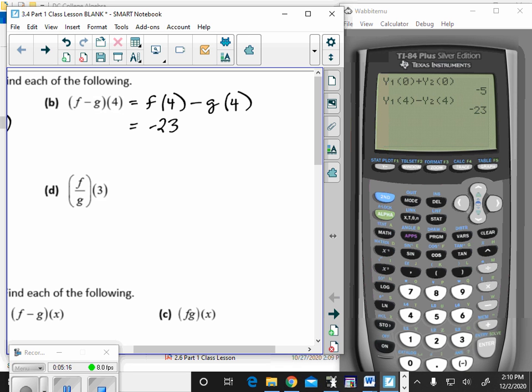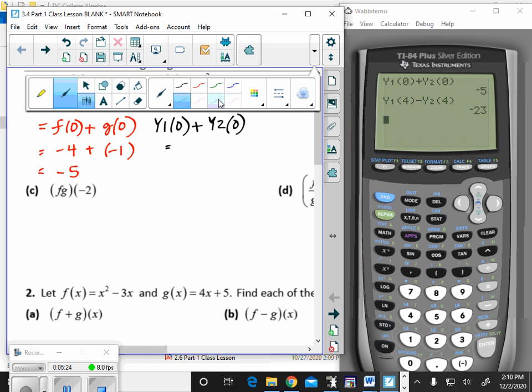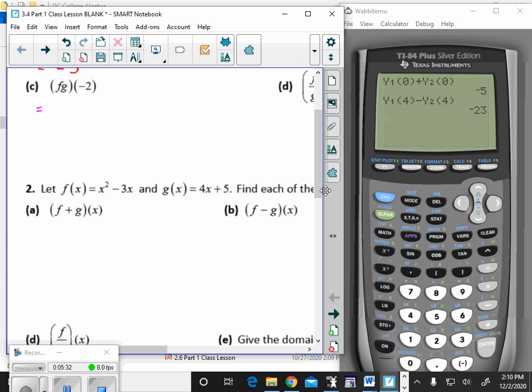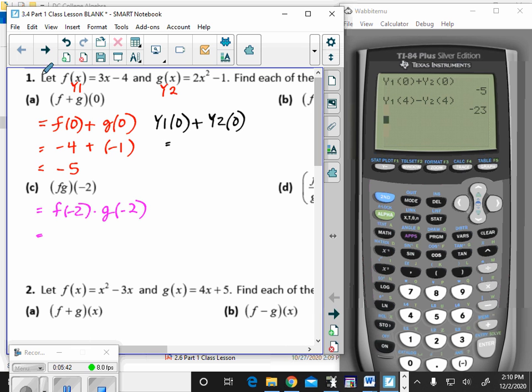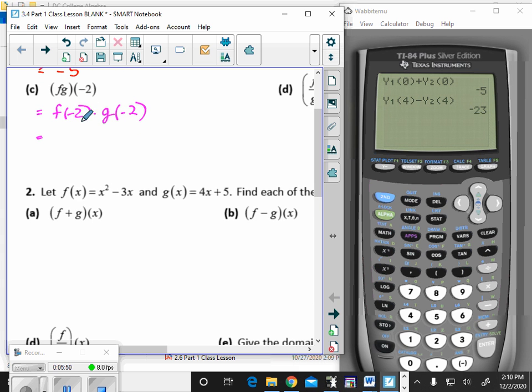While I'm making this video, I might as well show you something else that's really nice about your calculator. Let me see if I can get this red pen again, and I was able to. By definition, fg of negative 2 is f of negative 2 multiplied by g of negative 2. Now, we still have f as y1 and g as y2. So we really want this to say y1 of negative 2 times y2 of negative 2.